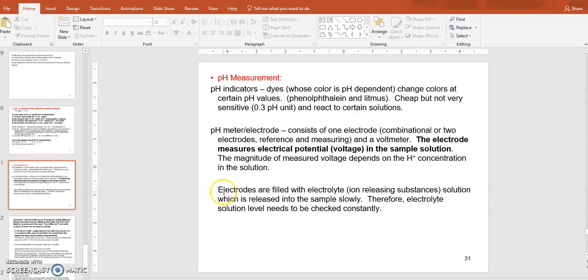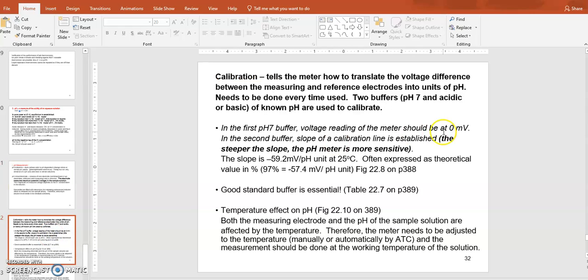Typically the electrode that comes with a pH meter has an electrolyte inside of its container. So you need to make sure that you have enough electrolyte in your pH meter electrode. When you perform a pH measurement, every time you use a pH meter, you have to calibrate your pH meter using at least 2 different standards. And one of those 2 standards should be a neutral pH solution. That is pH at 7. So you always start out with the pH 7.